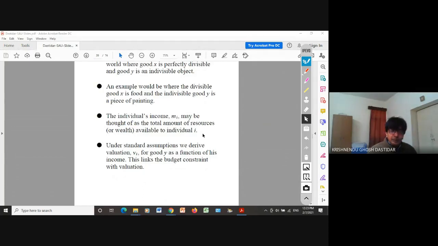Now, what I'll do, I'll use just standard microtheoretic techniques and standard assumptions to derive the valuation VI for good Y as a function of his income. So this will link budget constraint to valuation. My primary objective is linking the canonical model to the demand theory and seeing what happens when utility functions are such that demand for the indivisible object is sensitive to income. Then does revenue equivalence hold, and if it holds, in what ways? And then what are the other research questions that can be explored here?